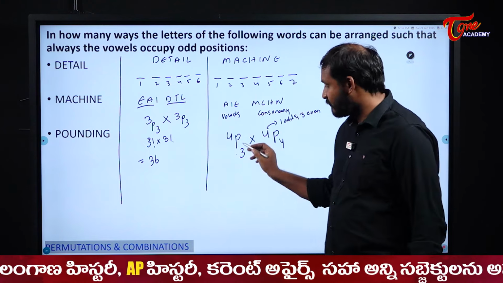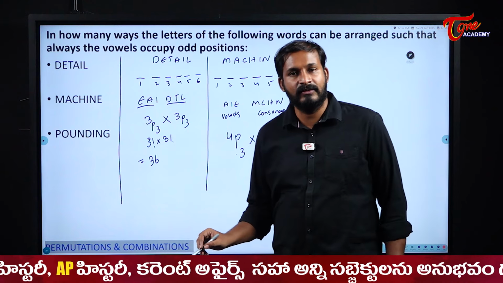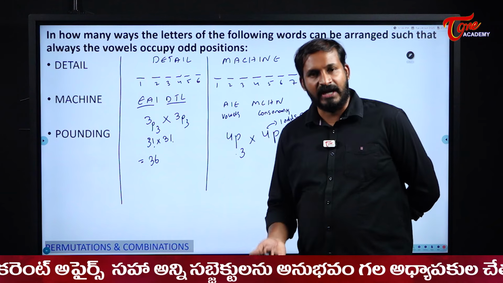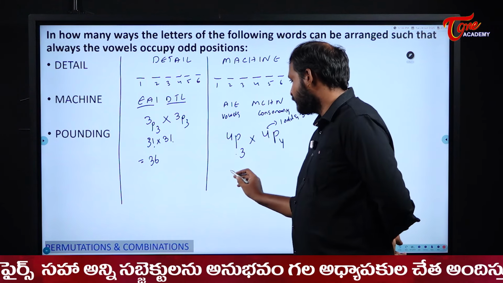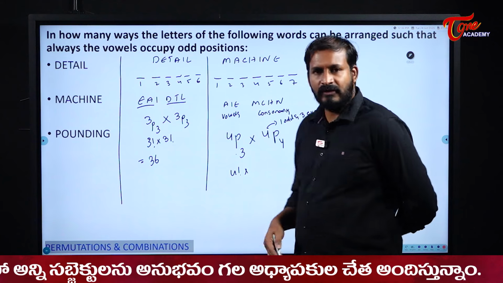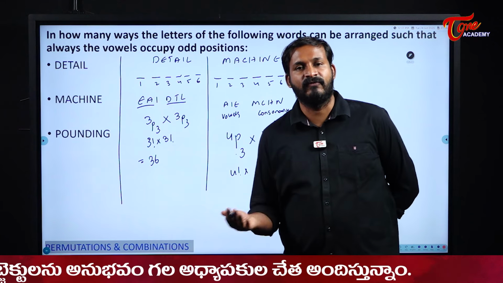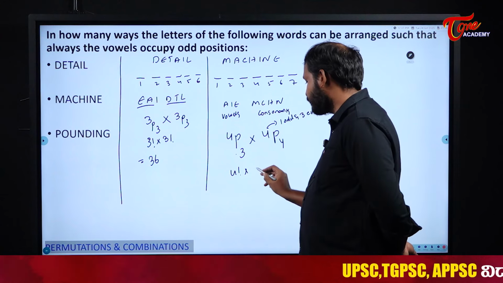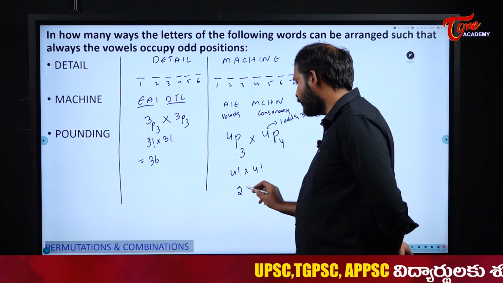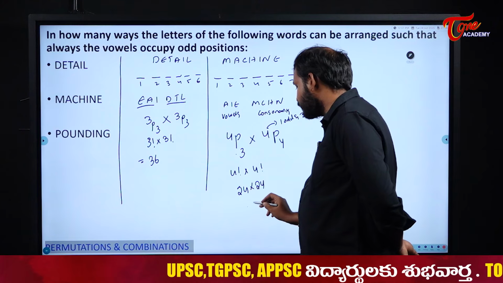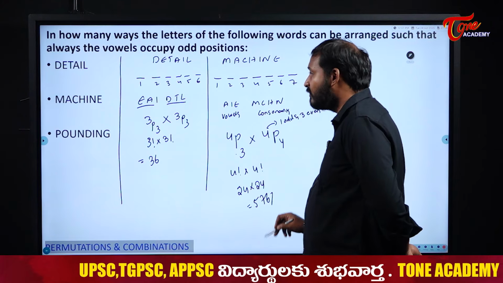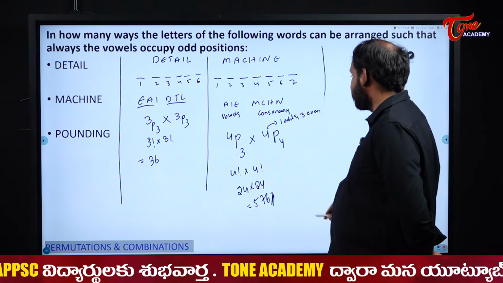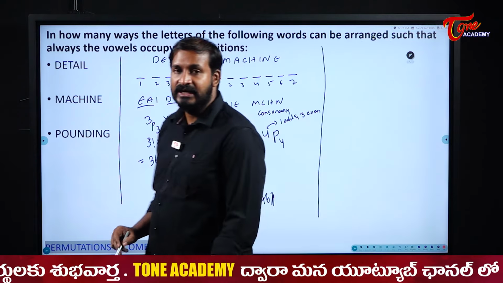In how many ways can I fill them? In 4P4 ways. So 4P3, what is that, students? 4P3 will obviously become 4 factorial only. If you solve it, you will get the same answer. 4 factorial by (4 minus 3) factorial, meaning 1 factorial, which is 4 factorial. Into 4P4, which is 4 factorial. That is 24 into 24. 24 twenty-fours are 576. So we can arrange the letters of the word MACHINE in how many ways? 576 ways.